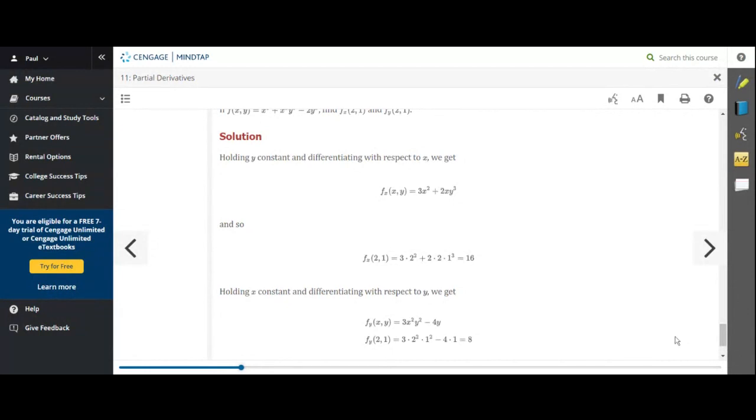So they wanted you to evaluate the partial derivatives at the point (2, 1), and in this case you would get: the partial derivative of f with respect to x at (2, 1) is 16, and the partial with respect to y at (2, 1) is 8. Okay. Well, if you're good with that, let's move on. Let's look at another example.